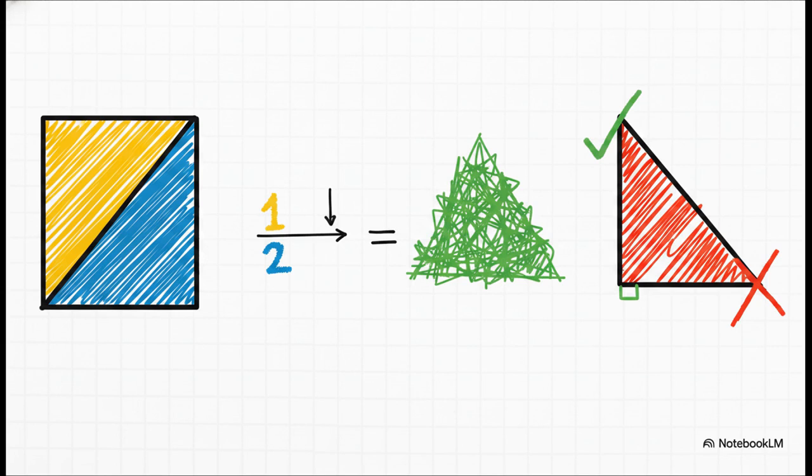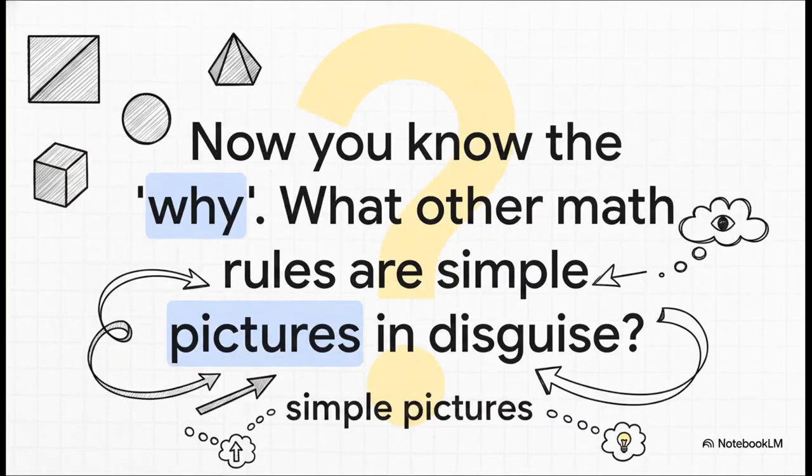Okay, so let's boil it all down to three main takeaways. First, a triangle is always just half of a rectangle or parallelogram. Second, that's why the formula is A equals 1/2 base times height. It's literally half of the box. And third, the H for height is always the one that's perpendicular, the one that makes that perfect 90-degree angle with the base. And that's it.